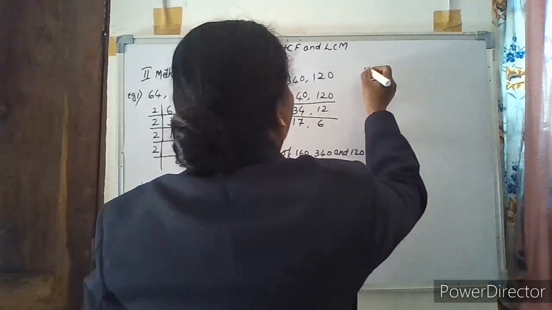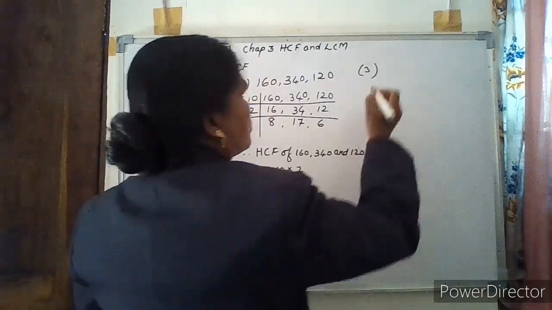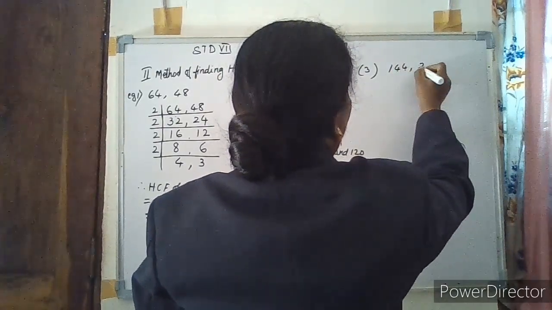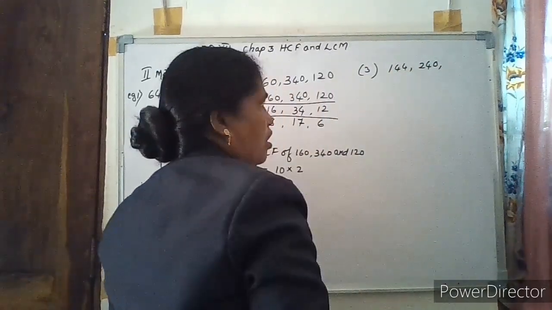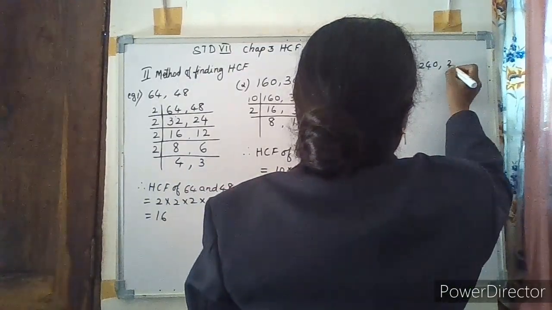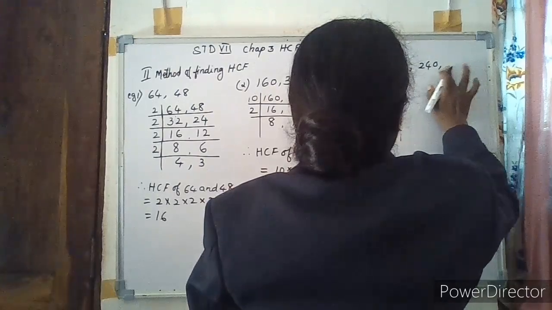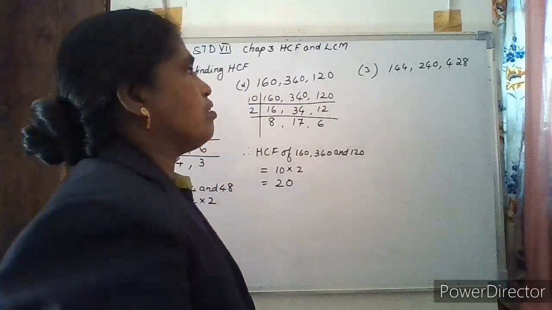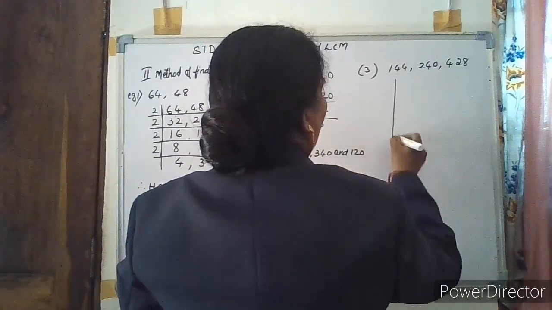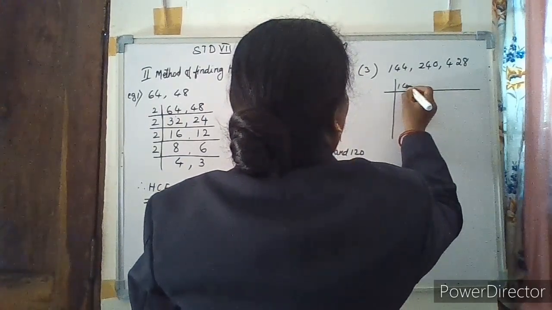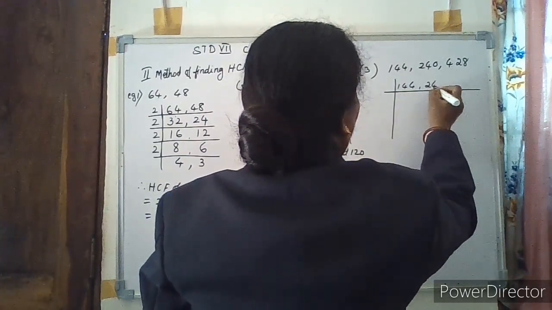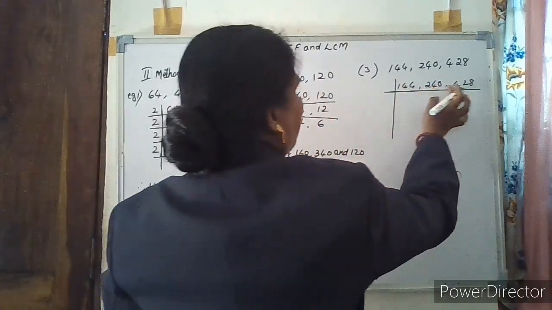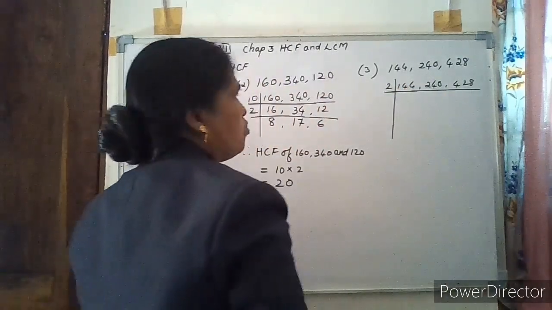Another example. Suppose 144, 240 and 428 are given. These are the three numbers. Write them. You can see all these three numbers are even numbers, so divide by 2.